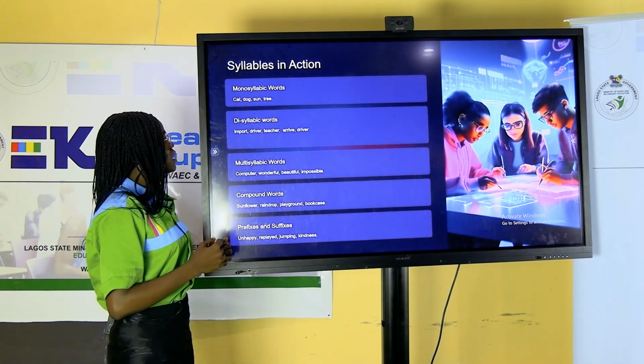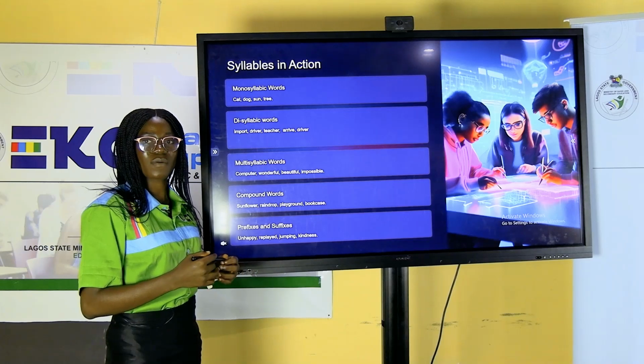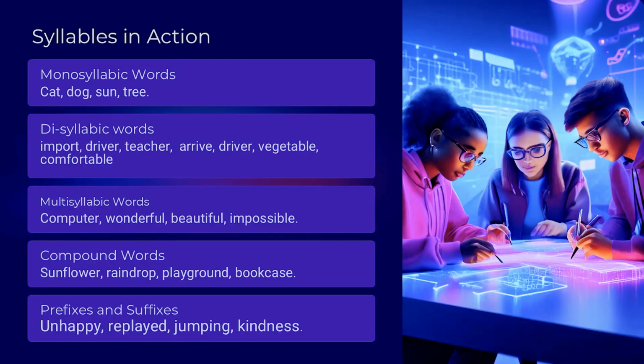Syllables in action. Let's look at the types of syllables we have. We have monosyllabic words, that is, words with just a single syllable. We equally have disyllabic words. We have multisyllabic words. We have compound words. We have prefixes and suffixes.